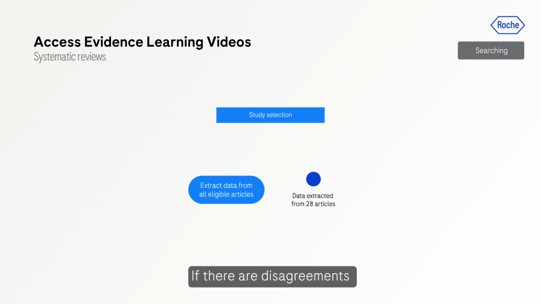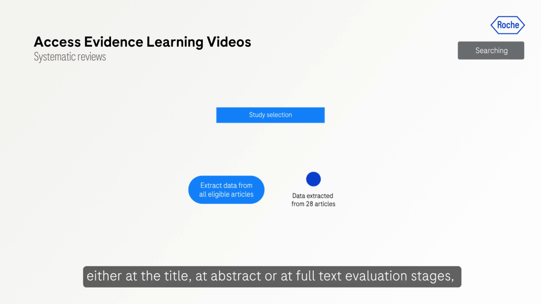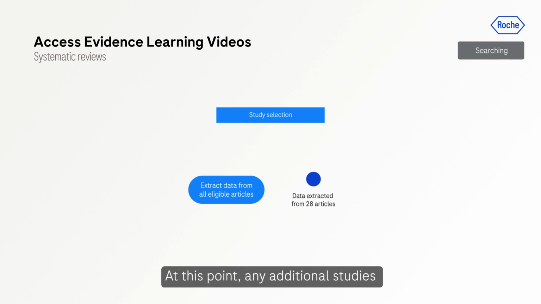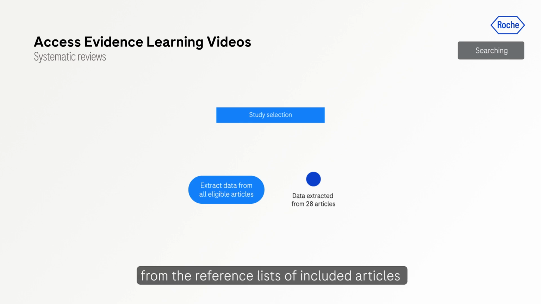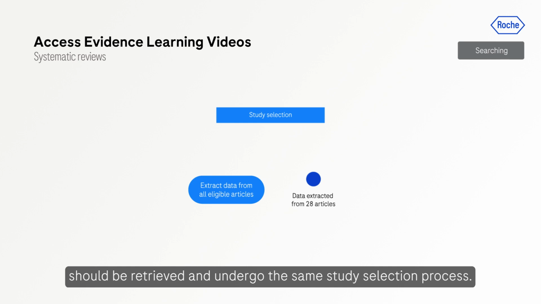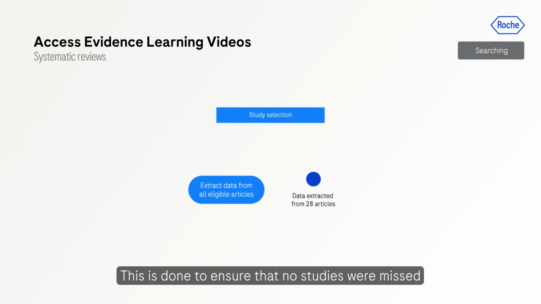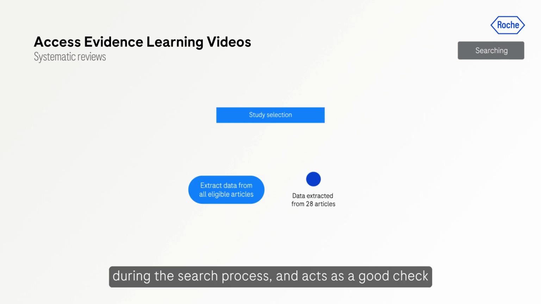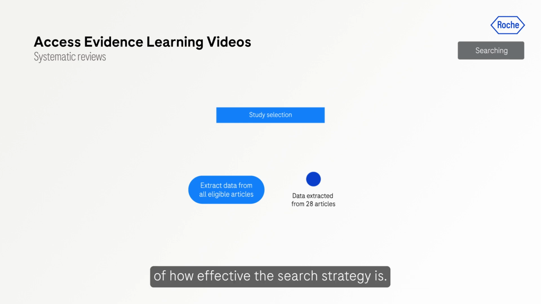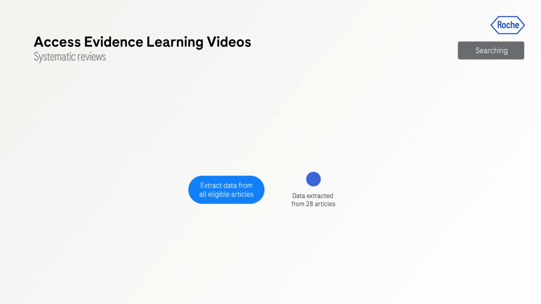If there are disagreements either at the title, at abstract, or at full text evaluation stages, they can be resolved by a third person or through discussions. At this point, any additional studies from the reference lists of included articles should be retrieved and undergo the same study selection process. This is done to ensure that no studies were missed during the search process and acts as a good check of how effective the search strategy is.